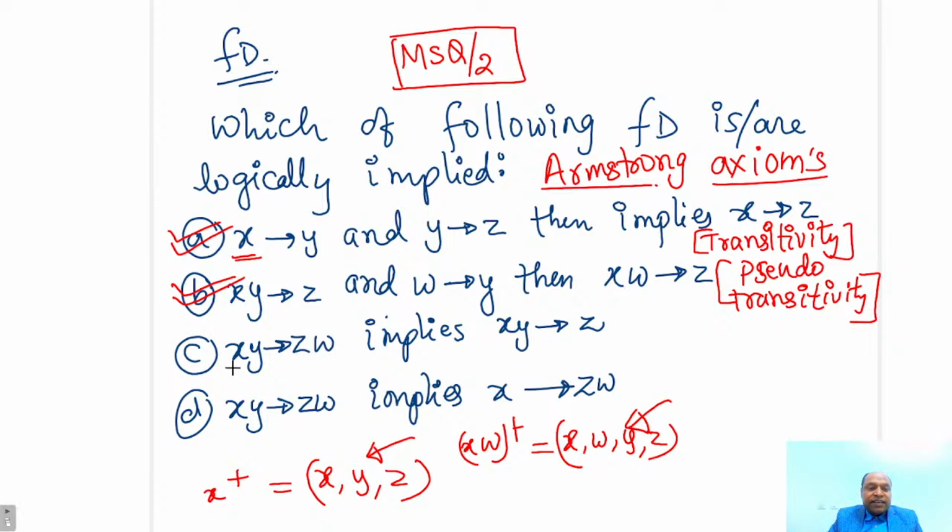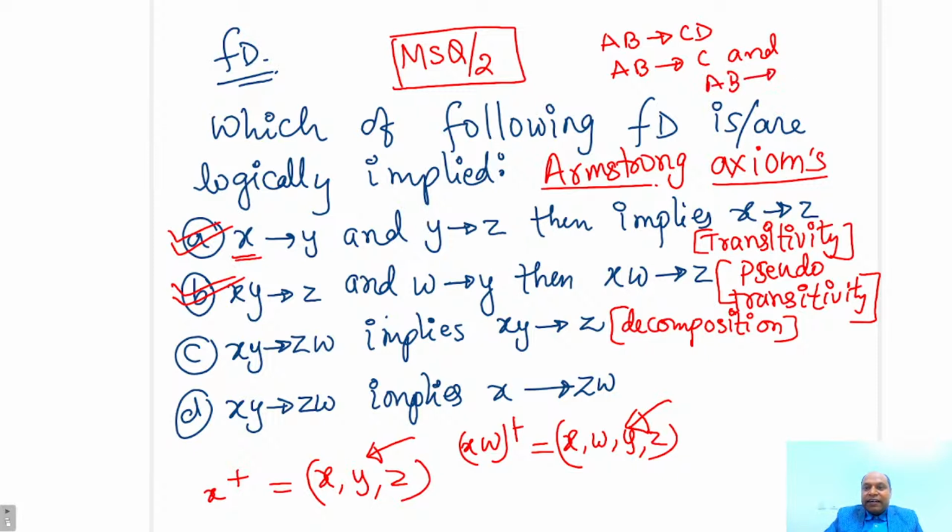Now, let's check this. XY derives ZW. That implies XY derives Z. This is the concept of decomposition in Armstrong axioms. If AB derives CD, then we can write AB derives C and AB derives D. This is the direct formula. Again, we can identify it by using closure properties. XY closure is X, Y, Z and W. All are there. That means again this is logically implied.